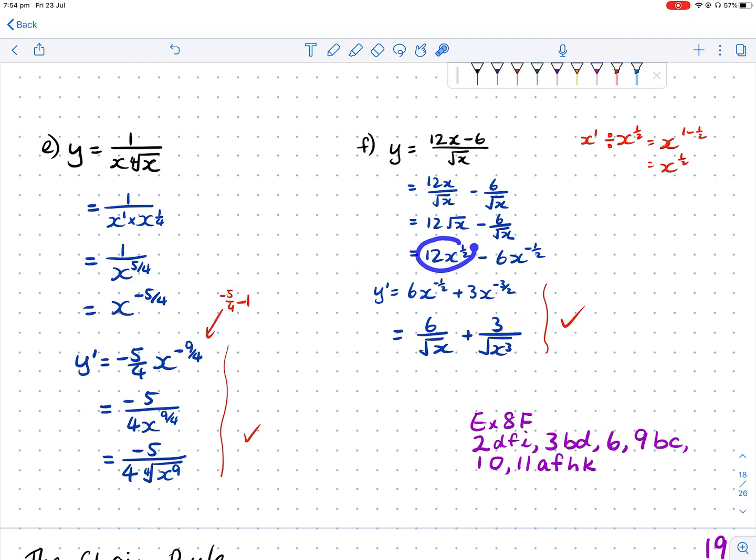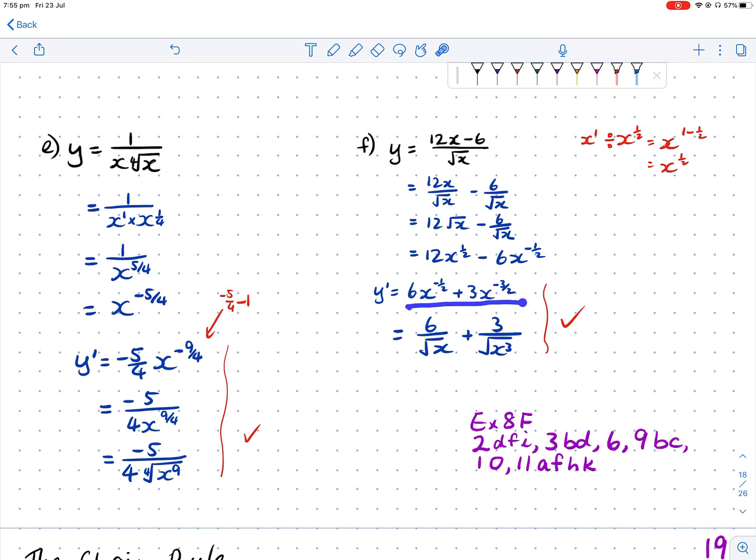So if I'm looking at this first one, I'm going to bring the power down. And what I've done is I've already multiplied it onto the 12. So 12 times a half is 6. And then I've taken 1 off the power. So half minus 1 is negative a half. For the second term, I've also done the same thing. So I've got negative a half. I'm going to multiply to the negative 6. So that's plus 3. And then when I minus 1 off the power, it's negative 3 over 2.